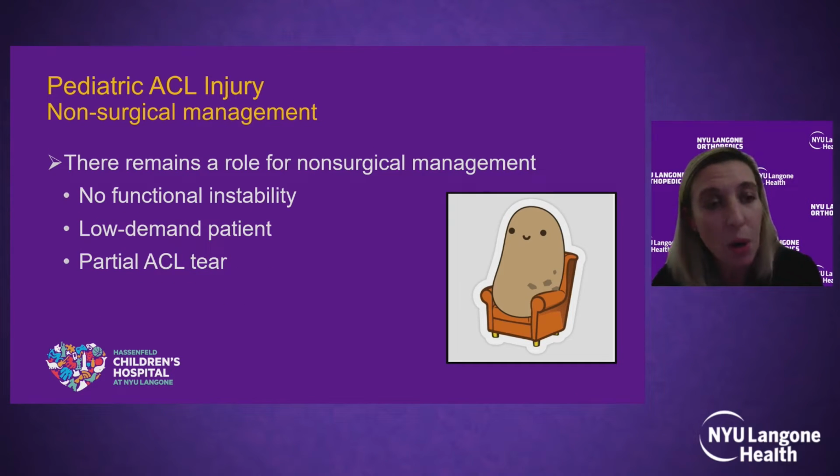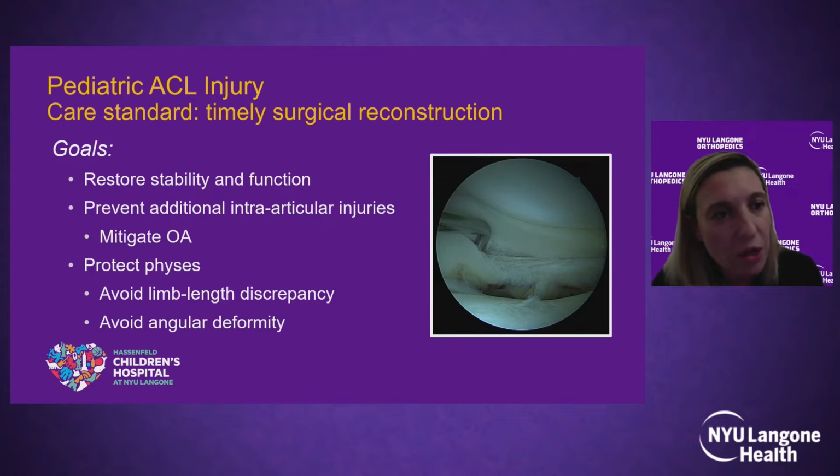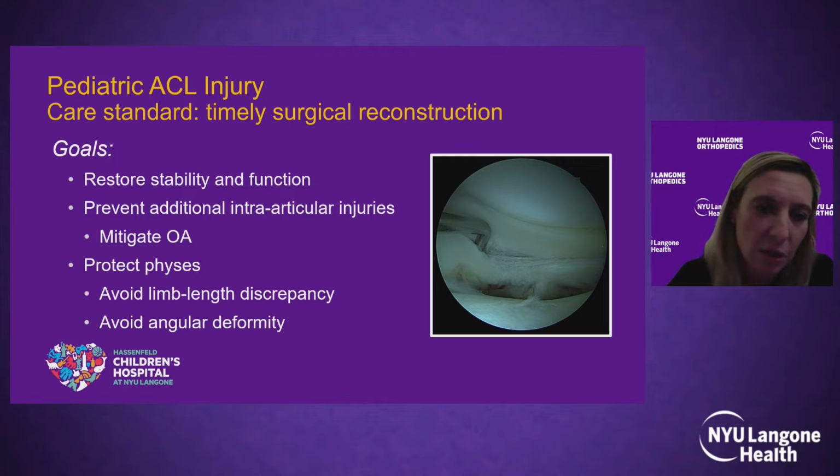And so while there does remain a role for non-surgical treatment of an ACL injury in kids, and this is somebody who comes in with no functional instability, a low demand patient, or sometimes a partial ACL tear, by and large, the gold standard treatment for children at this point is timely surgical reconstruction. The goals are to restore stability and function, to prevent additional intra-articular injuries, and therefore mitigate the development of osteoarthritis. While doing this, we want to protect the physes, so we want to avoid an iatrogenic limb length discrepancy or angular deformity.